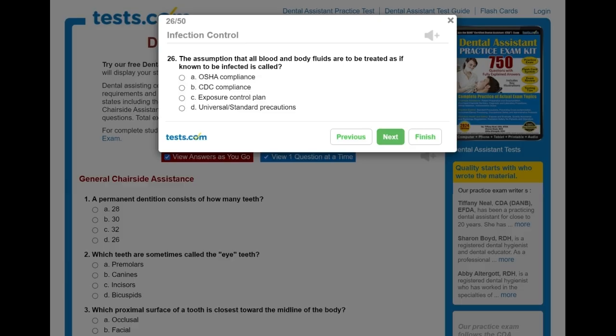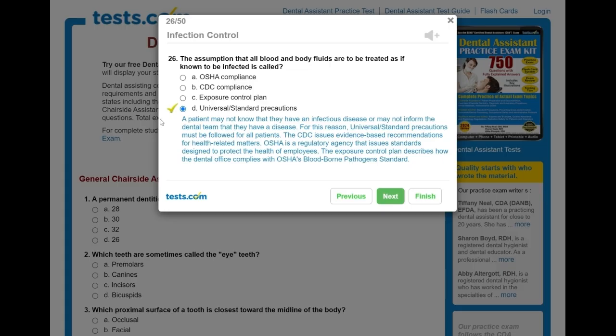Question 26. The assumption that all blood and body fluids are to be treated as if known to be infected is called A. OSHA compliance. B. CDC compliance. C. Exposure control plan. D. Universal standard precautions.